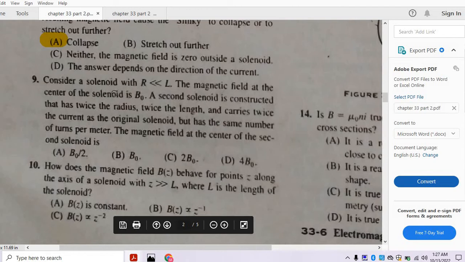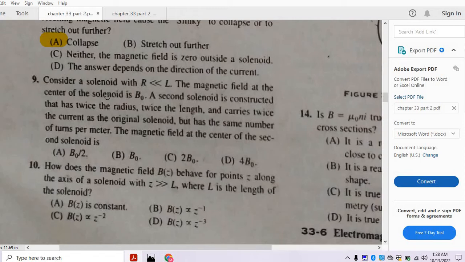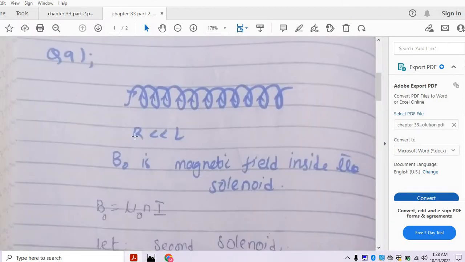Question number 9: consider a solenoid with radius very much less than capital L, the length of the solenoid. The magnetic field at the center of the solenoid is B0. A second solenoid is constructed that has twice the radius, twice the length and carries twice the current as the original solenoid but has the same number of turns per meter. The magnetic field at the center of the second solenoid is, and the options are B0 by 2, B0, 2B0 or 4B0.